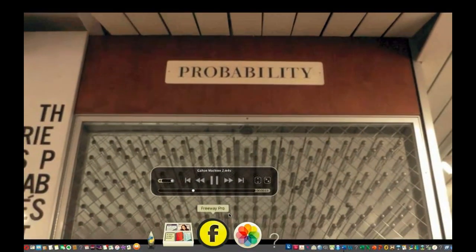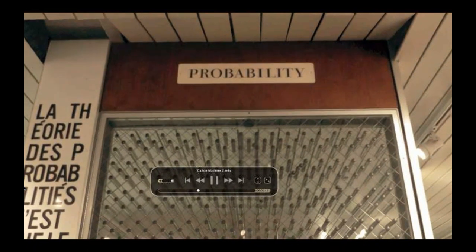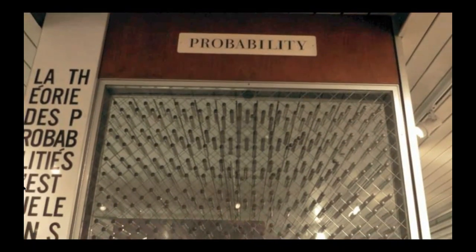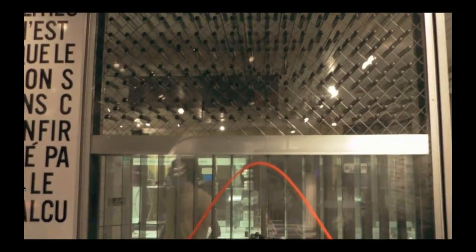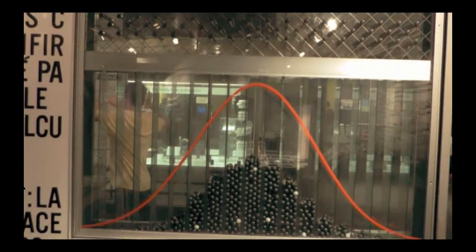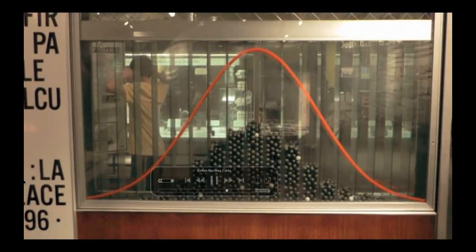Bing, bing, bing, bing, bing, bing, bing. You see them come down there. Anybody ever hear a pachinko machine? It's a Japanese pinball machine. Bingo. Look at that. What happened here?